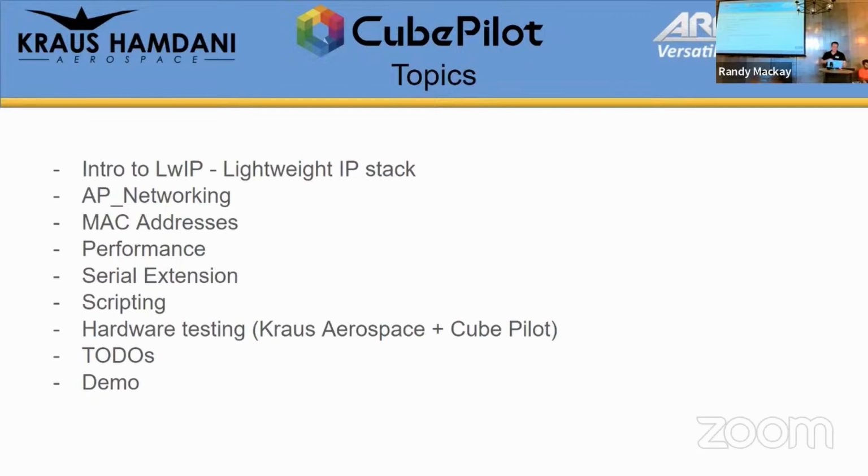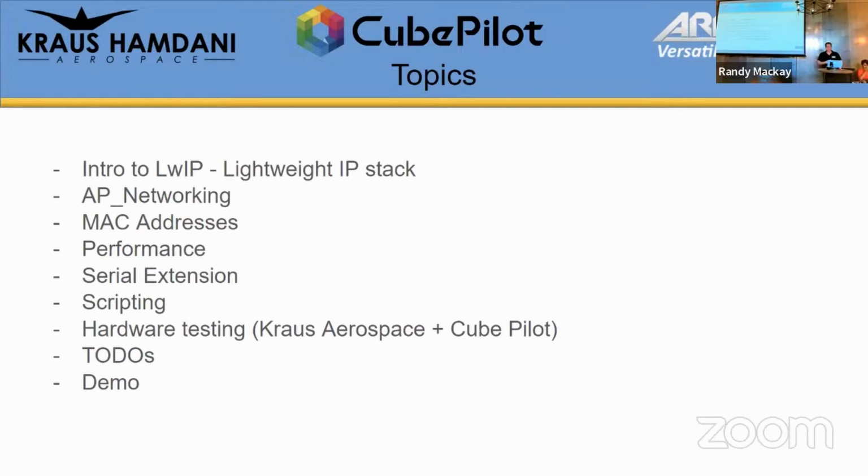So intro to LWIP, which is the lightweight IP stack. That is the IP stack that we're using on ArcherPilot. It's just designed for embedded systems, low memory footprint, that kind of stuff. Talk about how we enter it into the autopilots, some MAC address stuff, and then stuff we've been doing with it. And of course, a demo. I got some hardware here.